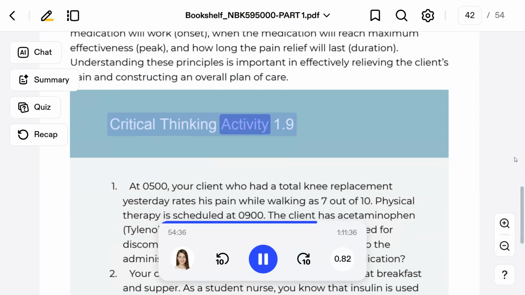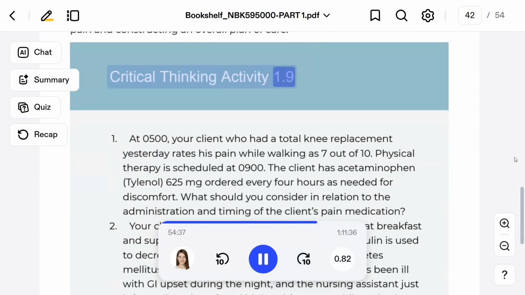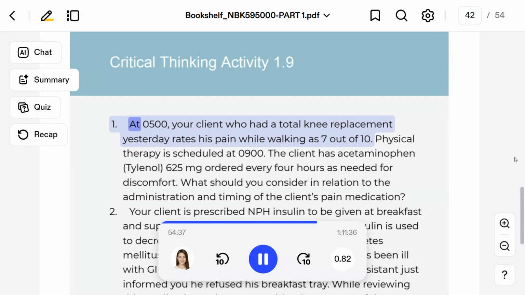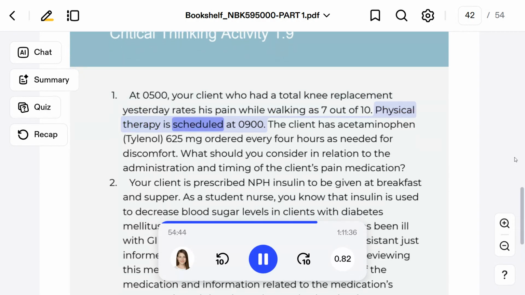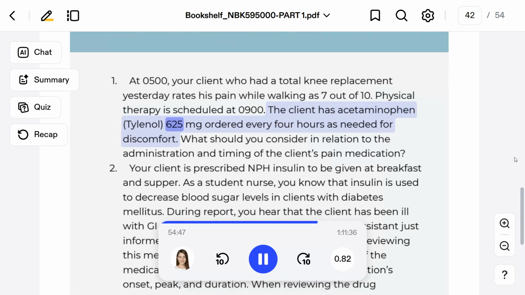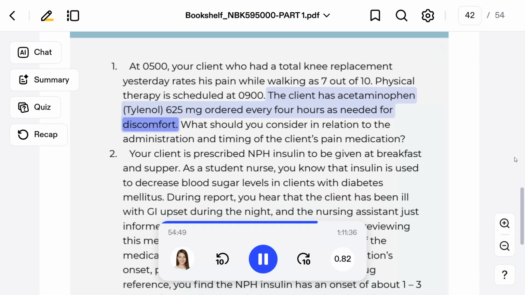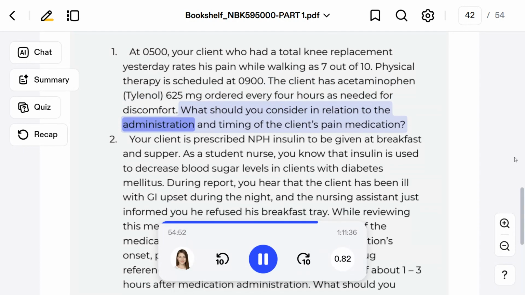Critical thinking activity 1.9. 1. At 0500, your client who had a total knee replacement yesterday rates his pain while walking as 7 out of 10. Physical therapy is scheduled at 0900. The client has acetaminophen 625 milligrams ordered every 4 hours as needed for discomfort. What should you consider in relation to the administration and timing of the client's pain medication?